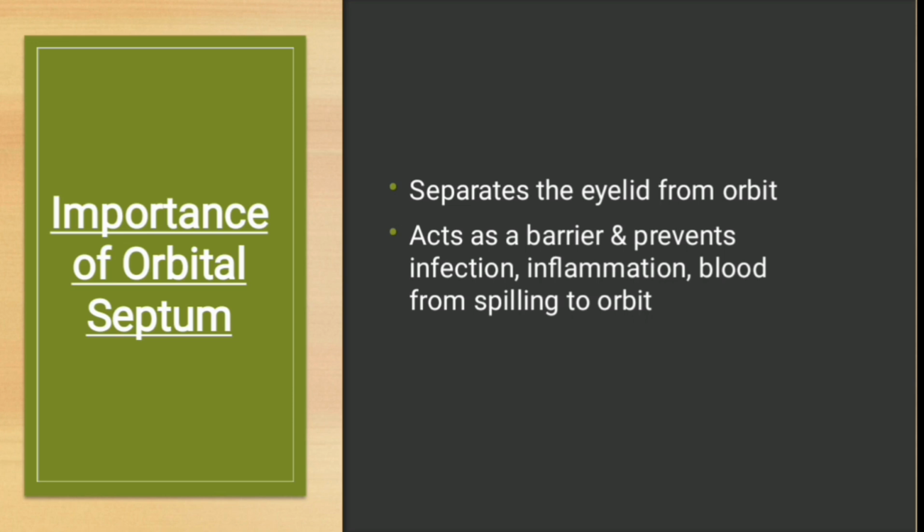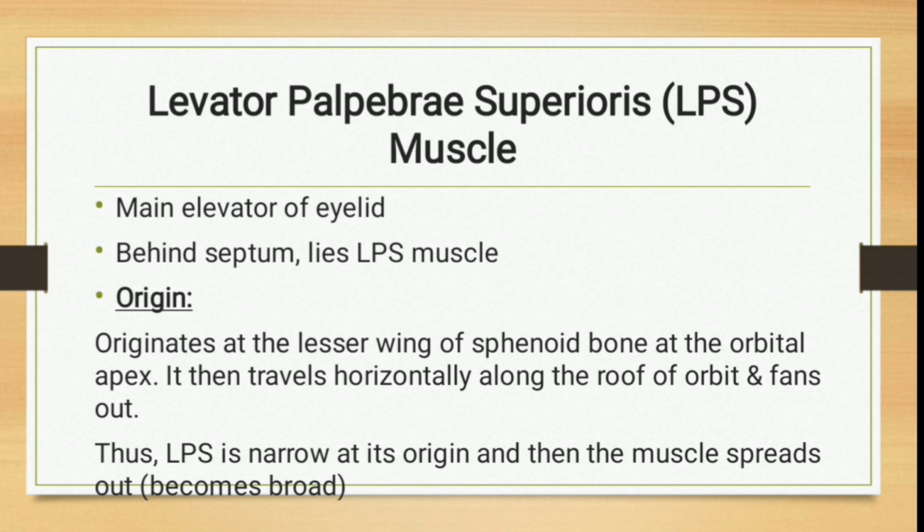So if all these structures are damaged, the overall eye can be damaged. That is why the orbital septum is a very important structure. Okay, now the next layer is the levator palpebrae superioris muscle.